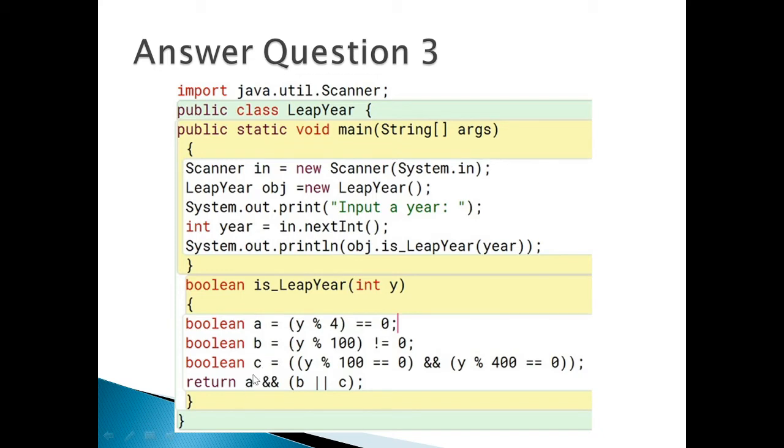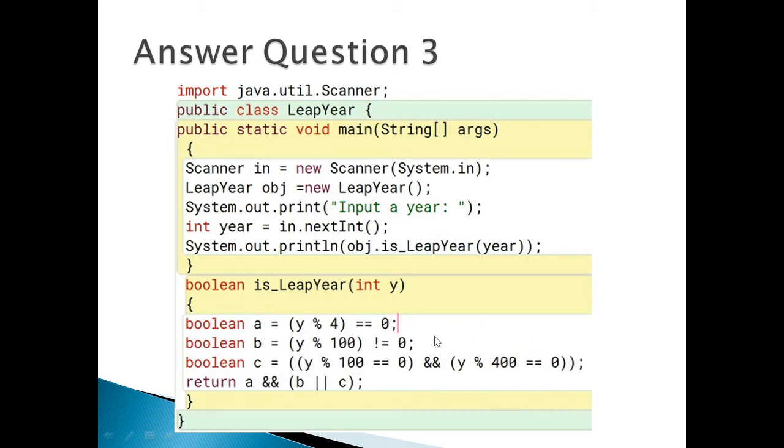It must be true. Okay, and then the second condition is look at C. Y is divisible by 100. It must be divisible by 100, and it must be divisible by 400. This is the second condition.